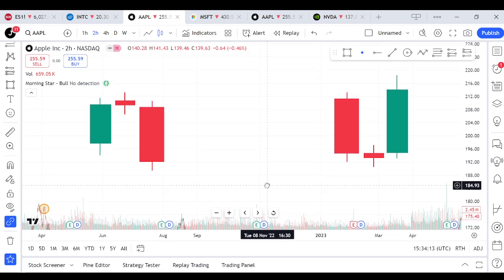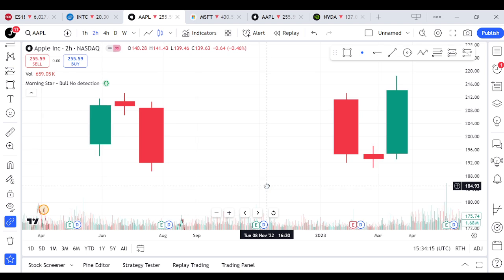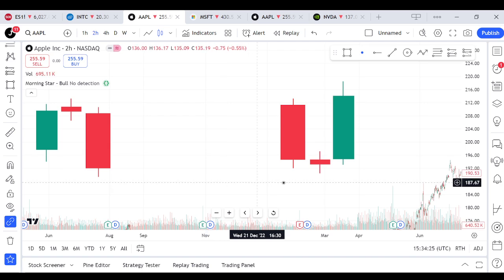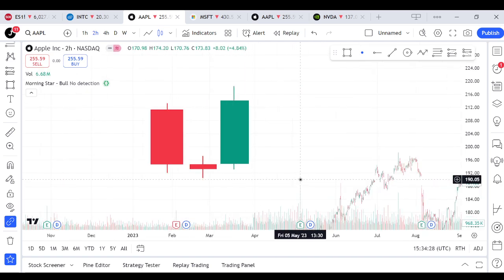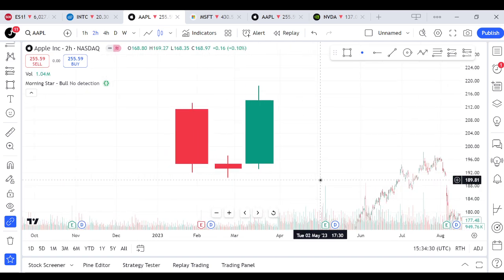So let's move into our first major pattern, the morning star pattern, which consistently signals one of the strongest bullish reversals in the market. So we're talking about the morning star pattern, which is this candlestick pattern right here. The morning star pattern is one of the most reliable bullish reversal signals in technical analysis. This three-candle formation typically appears at the bottom of a downtrend, signaling a potential shift from bearish to bullish momentum.